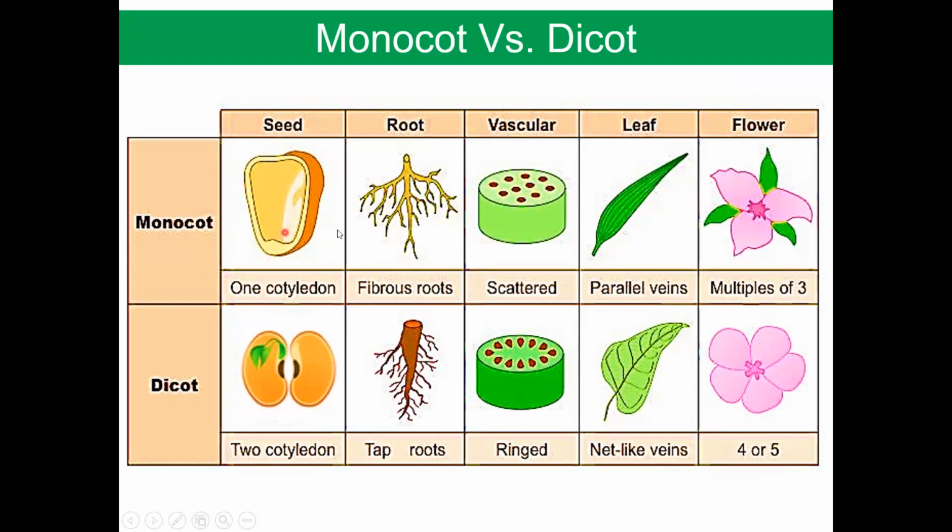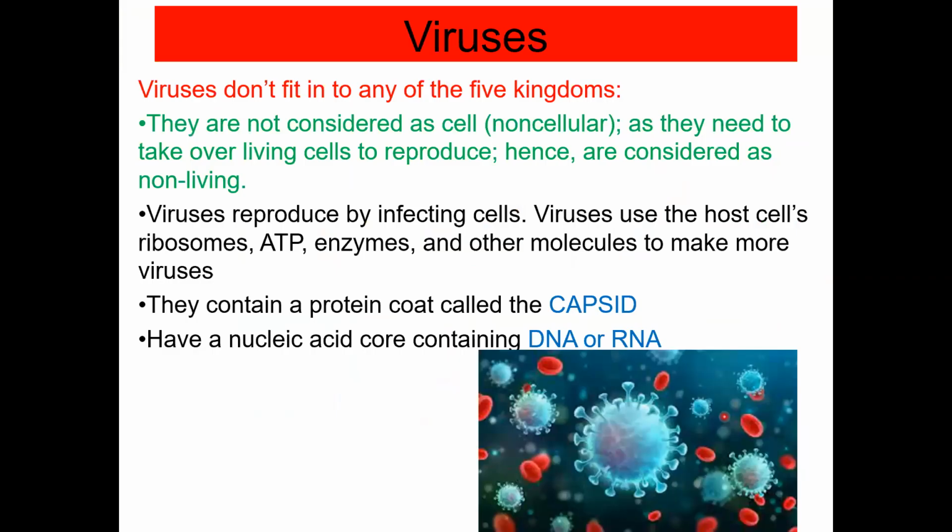Monocot: single cotyledon, fibrous root, vascular bundle is scattered, leaves में veins parallel हैं, 3 और 3 के multiple में आपके पास petals हैं. Dicot में 2 cotyledons हैं, tap root होती है, ring form में periphery में इसमें vascular bundle है, और network vein like जो इसमें है हमारे पास leaf के अंदर venation है, 4 और 5 की petals इस या इनके multiples होते हैं.